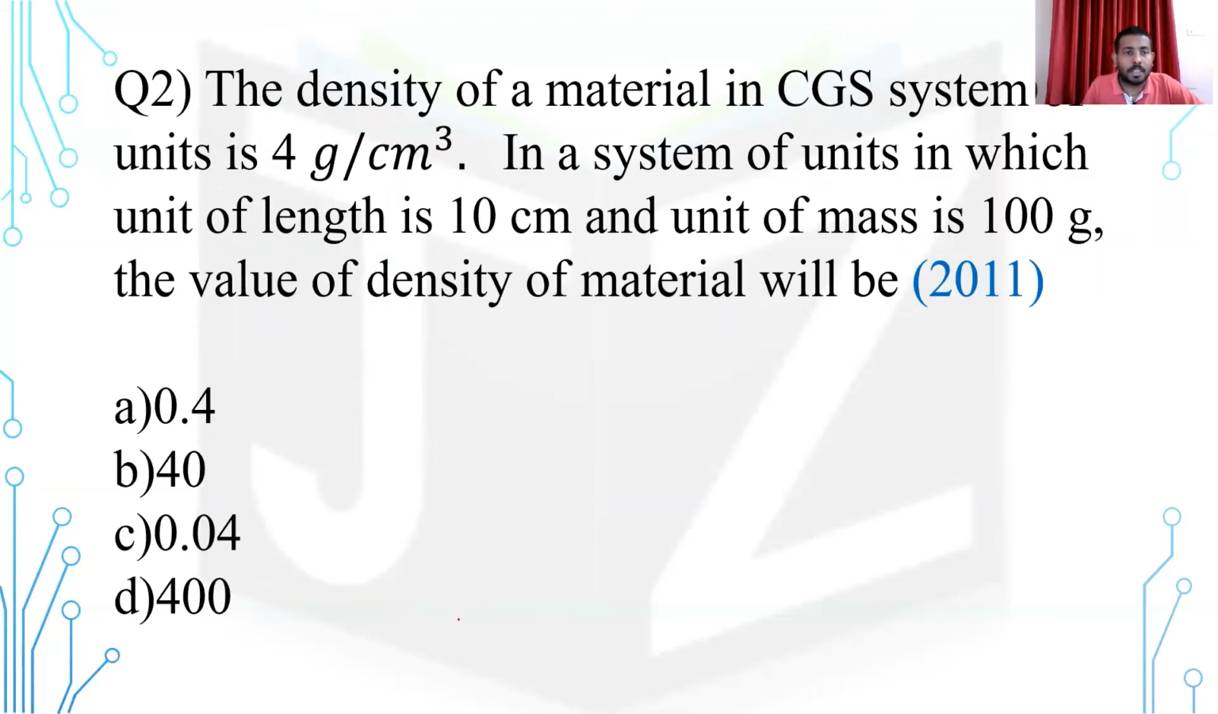The second question asks: the density of a material in the CGS system is 4 gram per centimeter cube. In a system of units in which the unit of length is 10 centimeter and the unit of mass is 100 gram, we have to find the value of density of the material in the new system of units. We know that density is mass by volume, or mass divided by volume, which is length cube. So whatever the system of units, we can express density as the unit of mass divided by the unit of length whole cube.